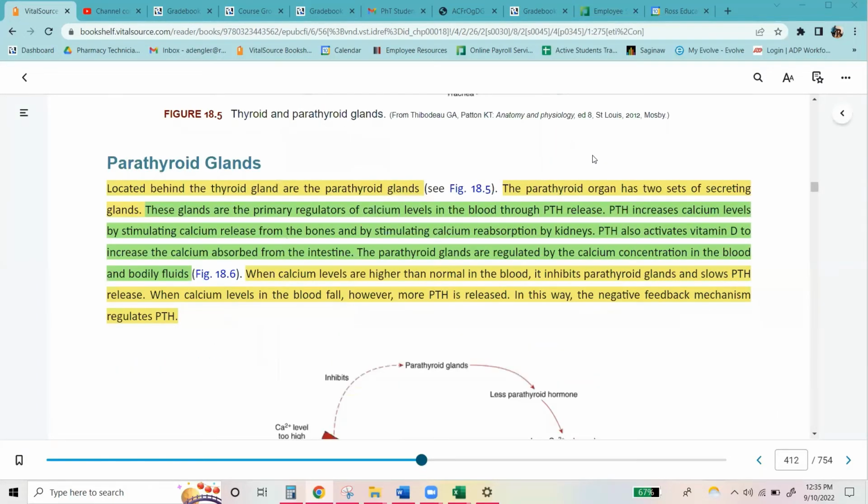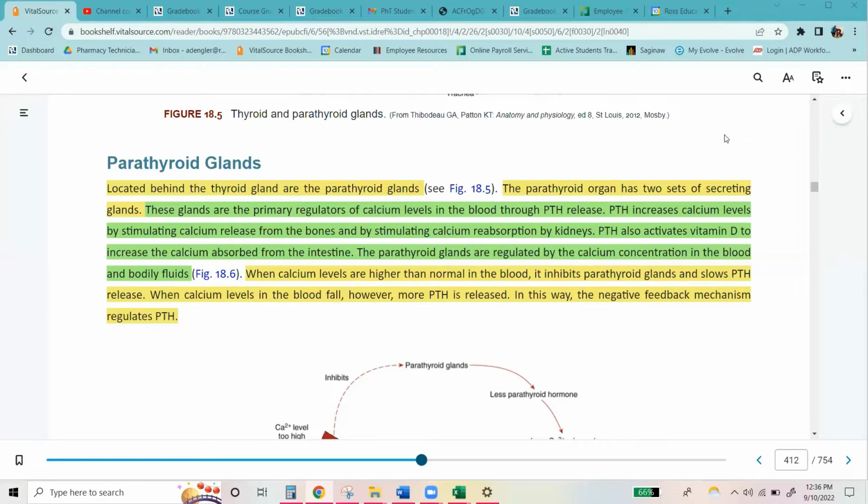Parathyroid glands are located behind the thyroid gland, and they have two sets of secreting glands. These glands are the primary regulators of calcium levels in the blood through PTH release. PTH increases calcium levels by stimulating the calcium release from the bones and by stimulating calcium reabsorption from the kidneys. PTH also activates vitamin D to increase the calcium absorbed from the intestine.